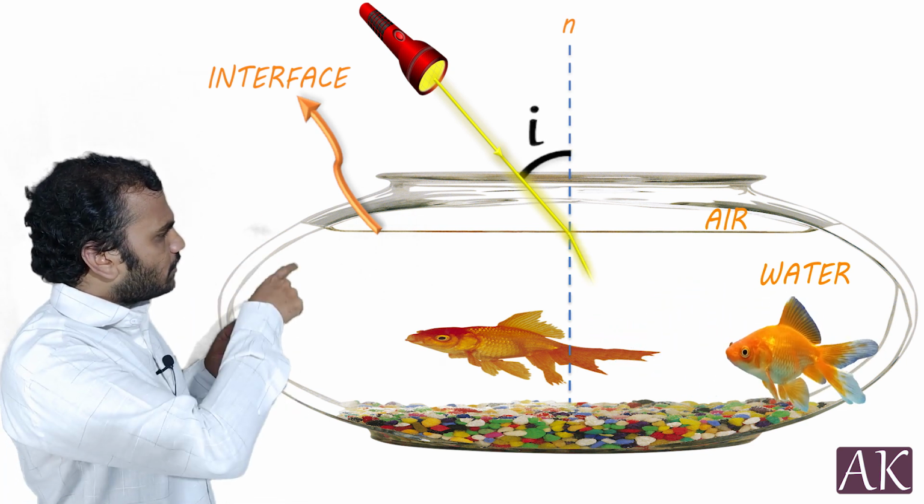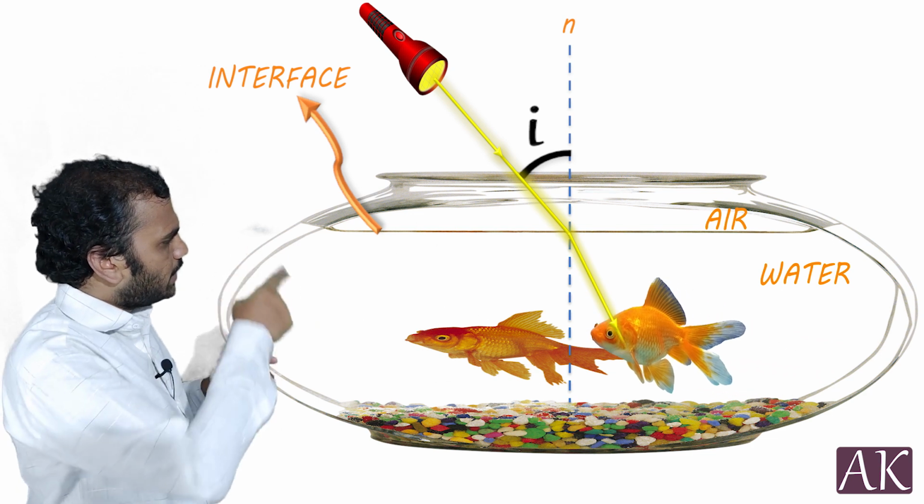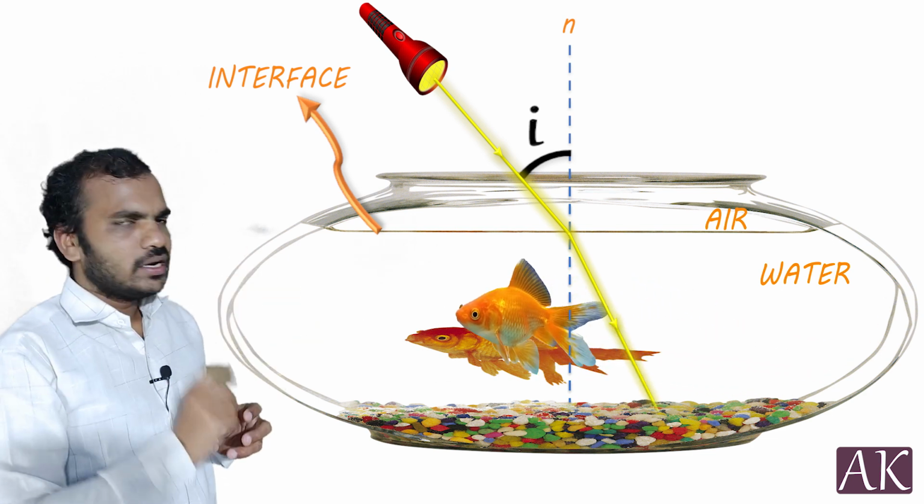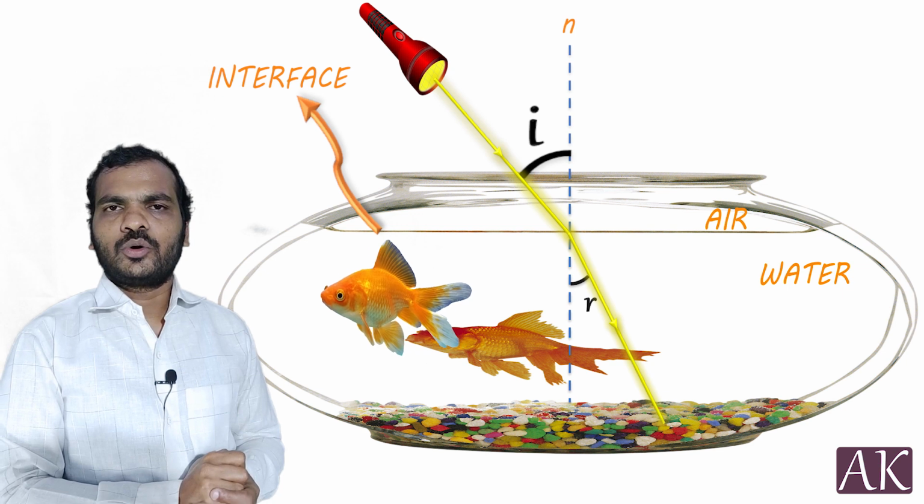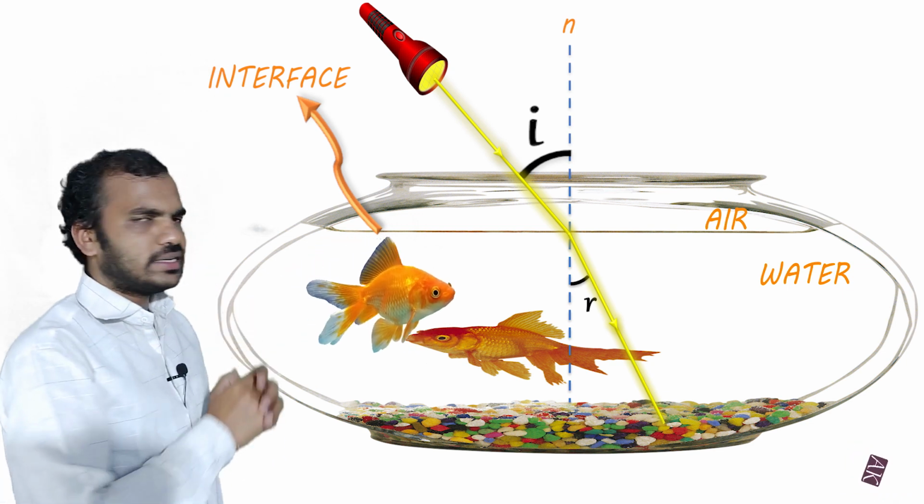Now here, after refraction, it does not move straight, it bends. How much angle does it make? It makes an angle r, as shown in the diagram.